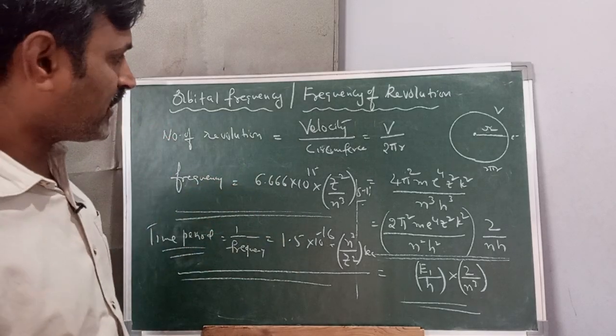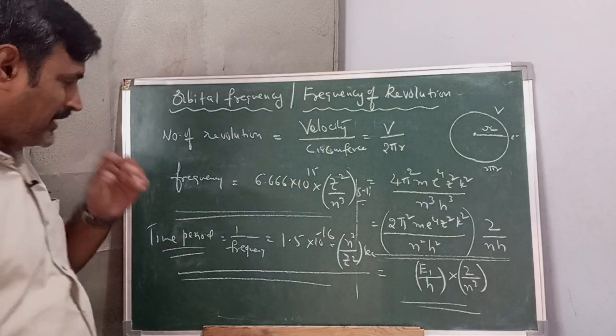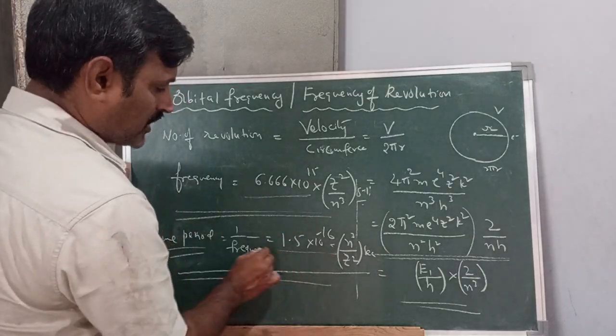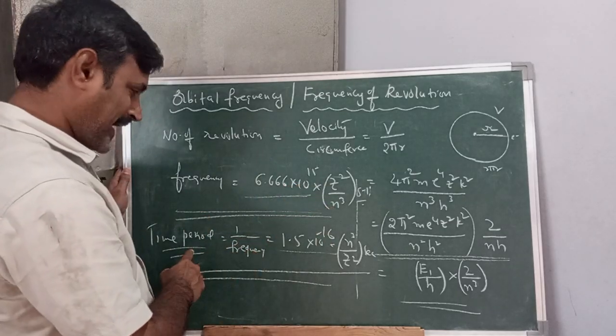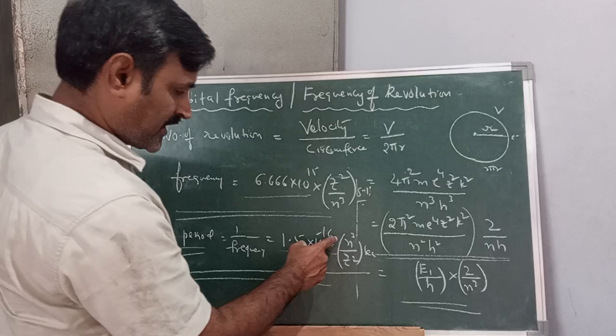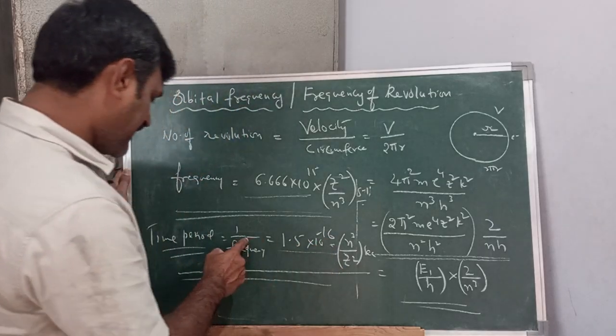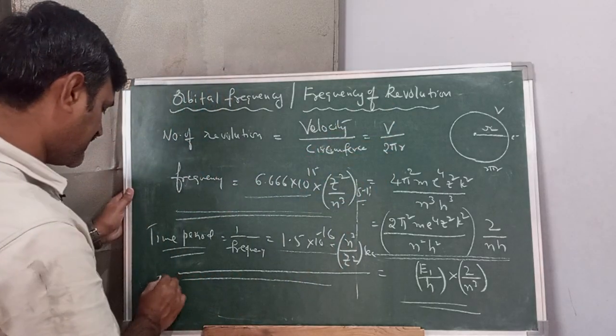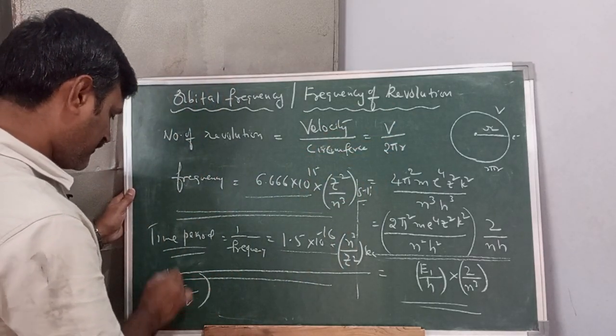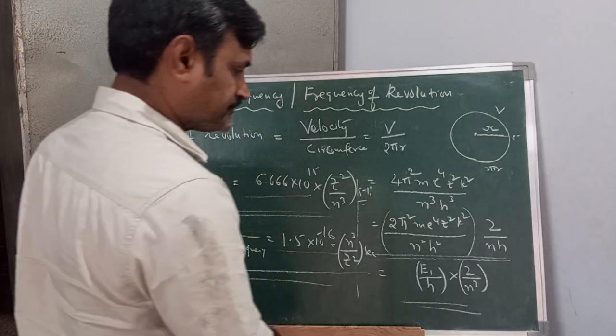You need to prepare these two values, but they usually don't ask the values, they ask the relation. The frequency is directly proportional to z square by n cube, and the time period is directly proportional to n cube by z square. The time period is the reverse of this, and it is 2 pi r by v. Using this you will get it.